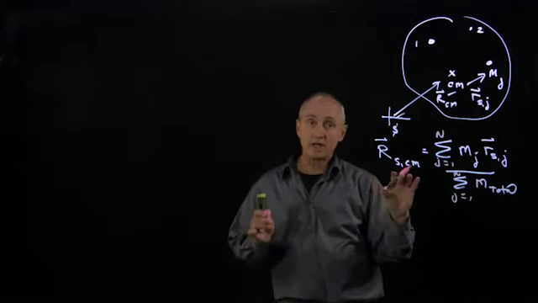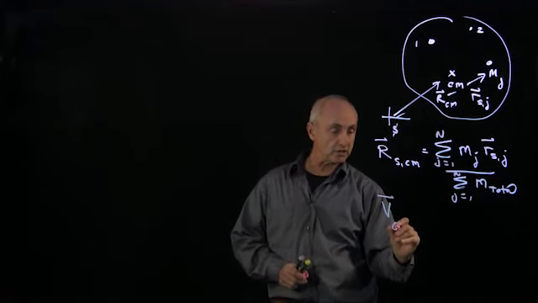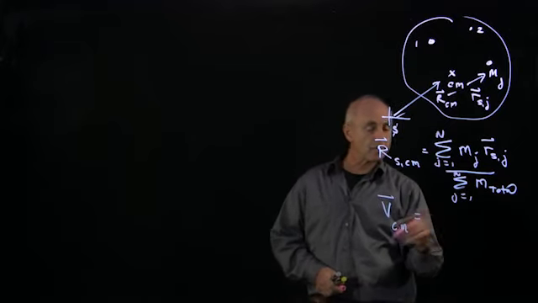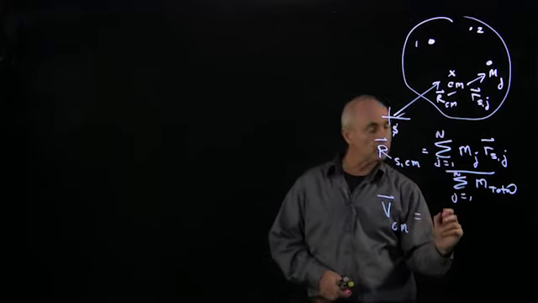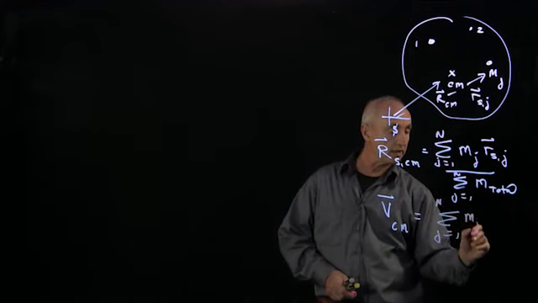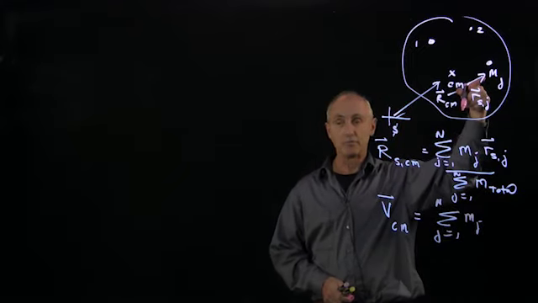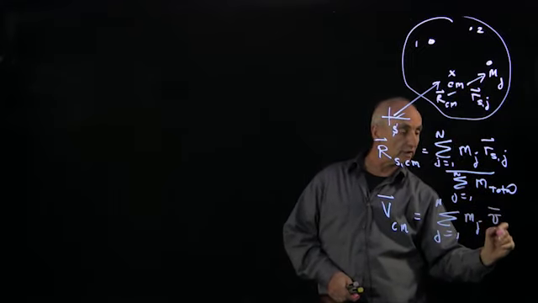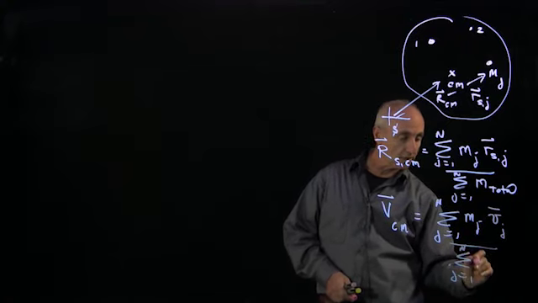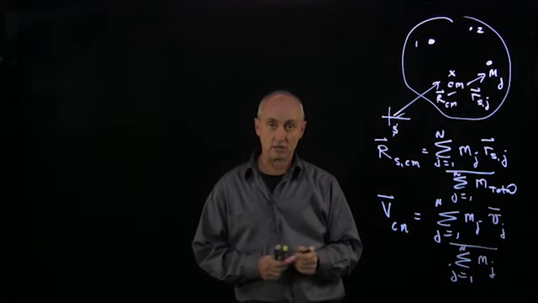Now, if I want to find the velocity of the center of mass, then I can just differentiate this. I'm dropping the point s for the moment, but let's just differentiate, j from 1 to n, and you'll see why. And when I differentiate the position vector of the object, that's the velocity of the object, divided by the total mass. Now, why did I drop the position?